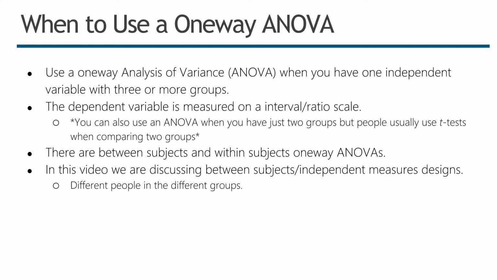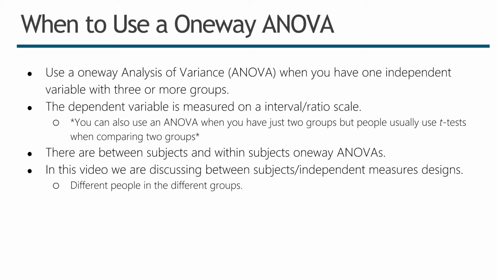You're going to choose to use a one-way independent measures ANOVA when you have one independent variable that creates 3 or more groups. So when you do this, you're going to have multiple groups and your dependent measure has to be measured on an interval ratio scale. That way you can compute averages across those multiple groups. Now, in this case, we're going to focus on 3 or more groups for using an analysis of variance. You can also technically use an ANOVA, an analysis of variance, when you have just 2 groups. It's just that most people usually use a t-test when comparing 2 groups. So we're focusing here on the 3 groups.